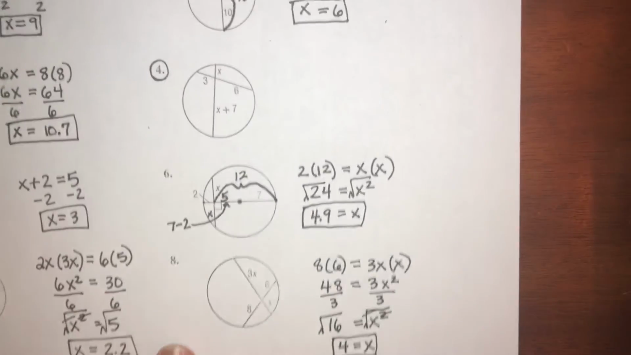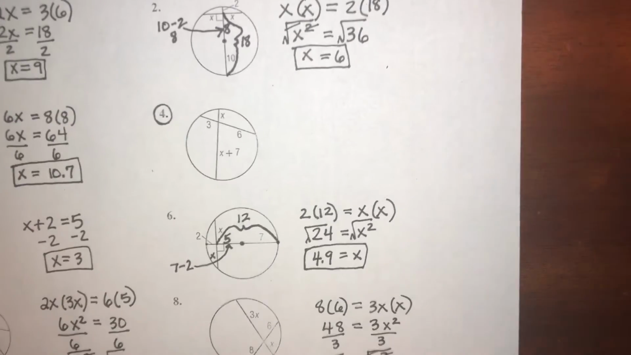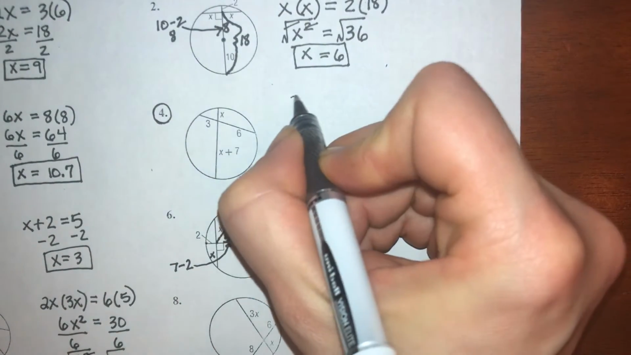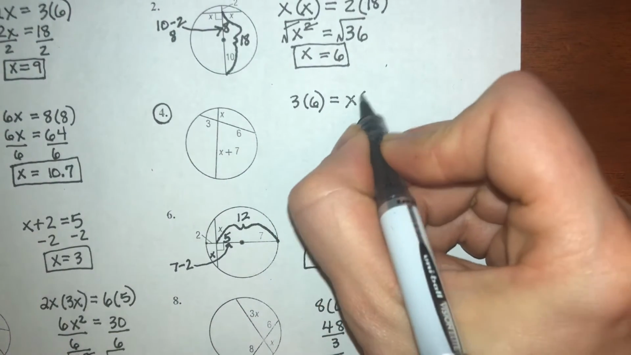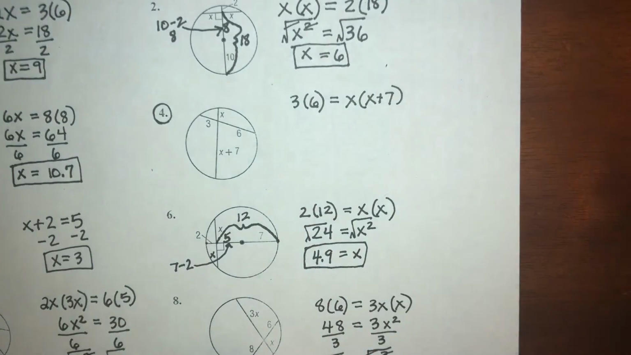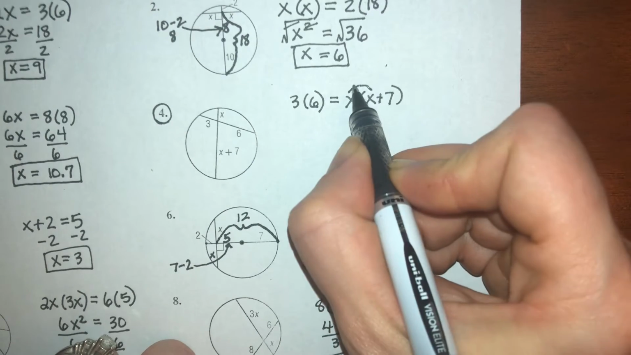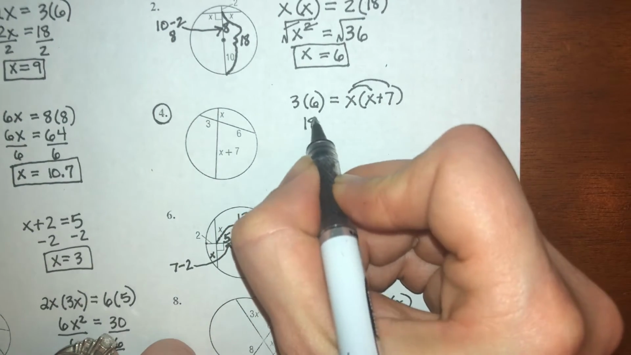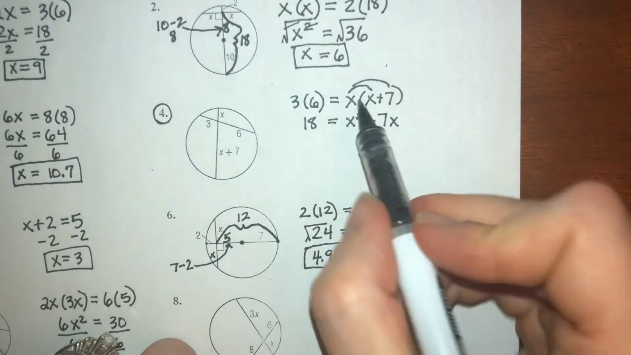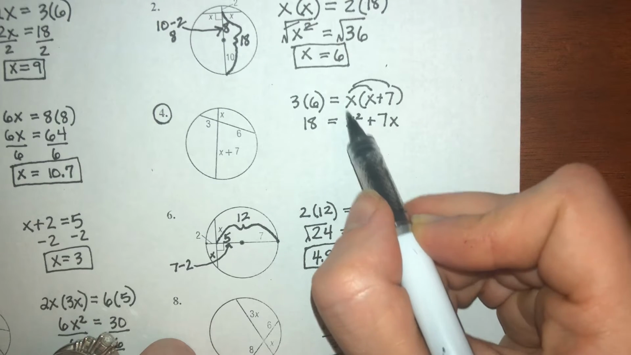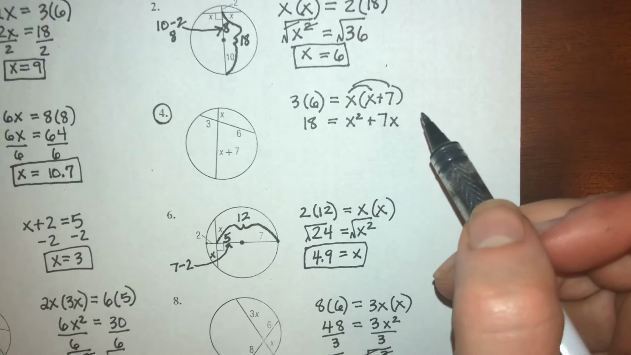All right, let's go back and do the fun one, number 4. All right, so we've got 3 times 6, no big deal there, and x times x plus 7. How do you multiply x times x plus 7? Do you remember from algebra? You have to distribute. So you've got 18 equals x squared plus 7x. Distribute means you multiply the number outside the parentheses by each of the terms inside of the parentheses.